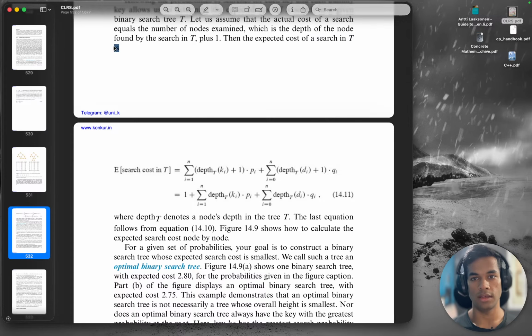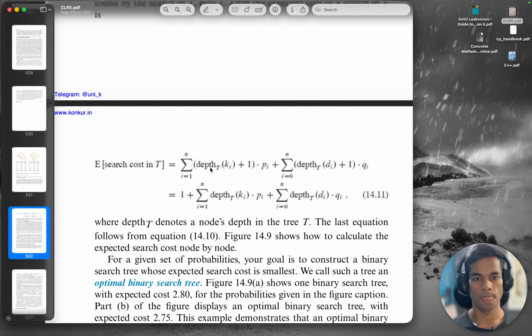Then the expected cost of a search in T is the sum over the depth of ki, the ith node. This is the total expected cost. That makes sense. For the ith node, the value multiplied by probability, and we are summing it all. And the same for the dummy nodes, and we are summing it all. Here we have taken 1 outside. Does that make sense? I think it is fine.